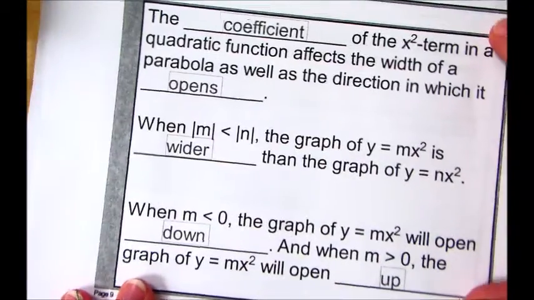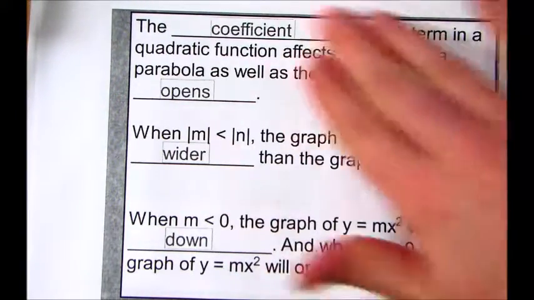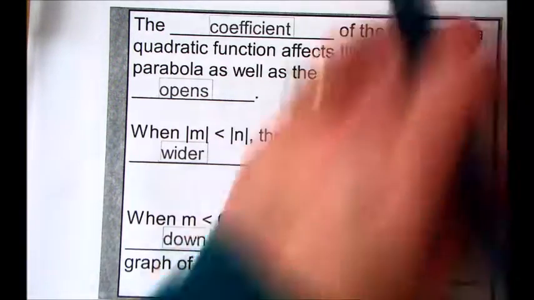Miss Shirey put all this in a nice little box for you. It says the coefficient tells you if it's wide. It's also going to tell you if it opens up or down. You can read through this, but this is what I call math language. We're going to just try to apply it on the next slide.